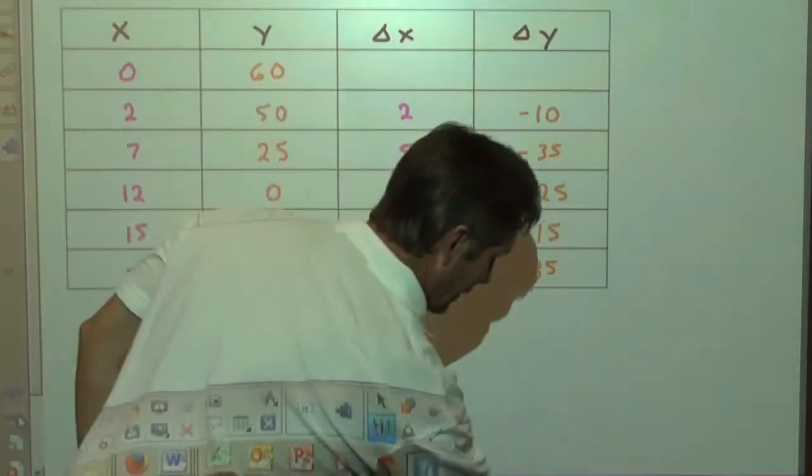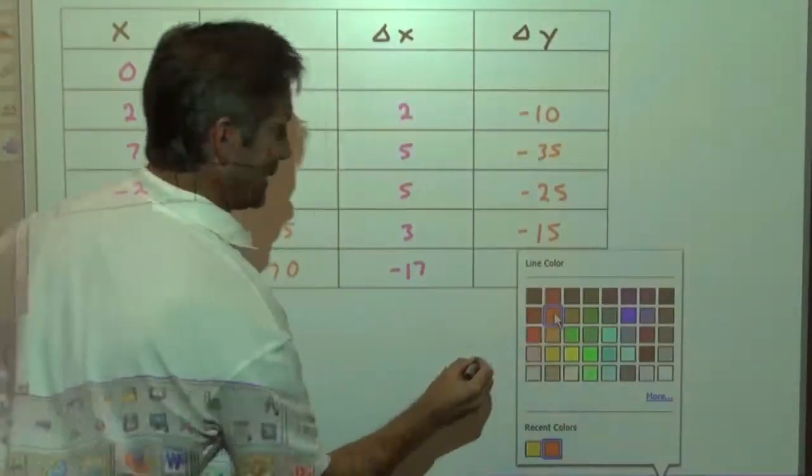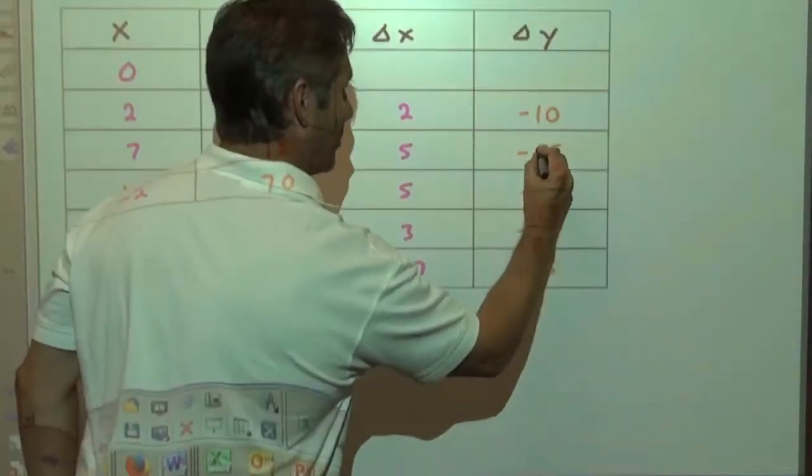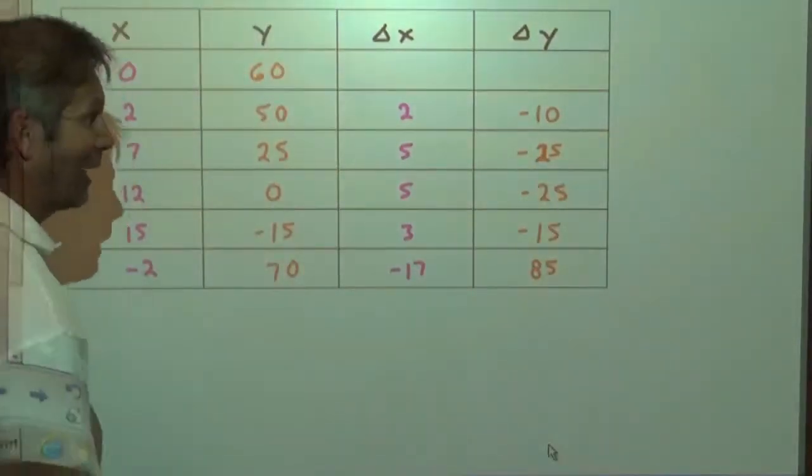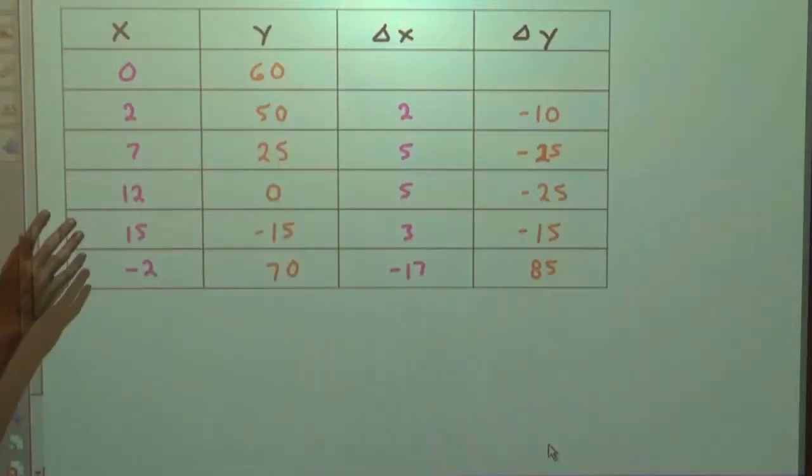Hey, what's that over there? Yeah, I gotta change this guy. That's supposed to be a 25, sorry. Okay, oh look, there's a negative 25. All right, so anyways, we'll go back to this.